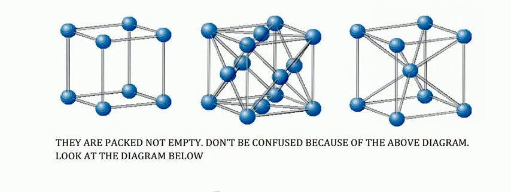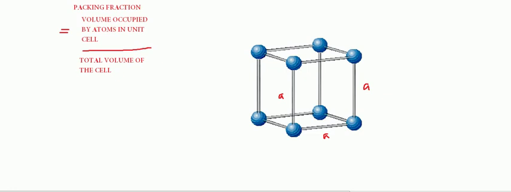So continuing our discussion with packing fraction. As I said, the packing fraction is the volume occupied by atoms in the unit cell divided by the volume of the cell. Can you tell me what is the volume of the total cell? Since the length, breadth and height of a cubic cell, we have considered first a cubic cell, is a, the volume is a cube. It's very logical.